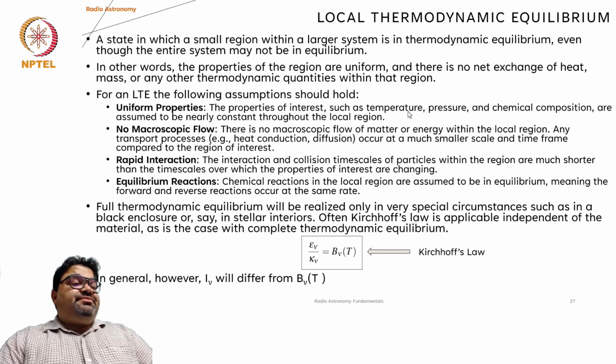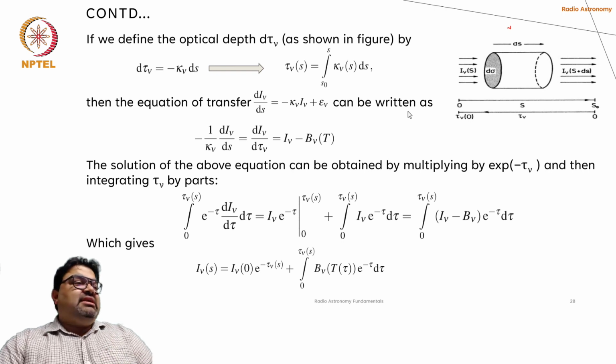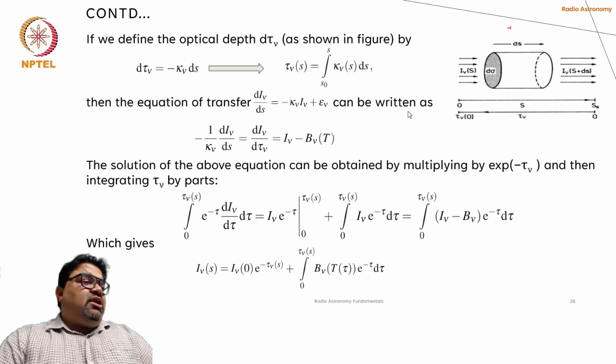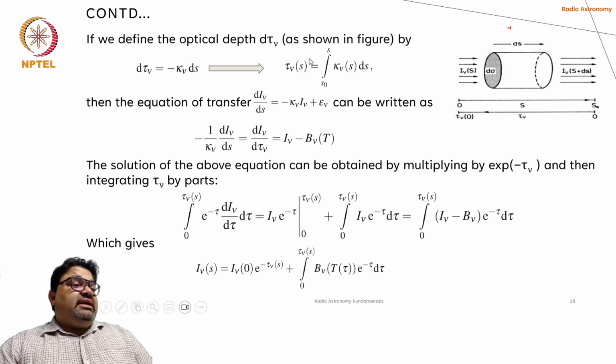So Kirchhoff's law gives that epsilon nu, which was actually J nu earlier, over kappa nu is equal to the spectral radiance function. In general, I nu, which is the specific intensity, will be a little bit different from B nu. If we define the optical depth as in the figure, we have just defined it earlier also. So that is the integral of kappa nu ds from S naught to S, or S in to S out, and that is given by this particular quantity.